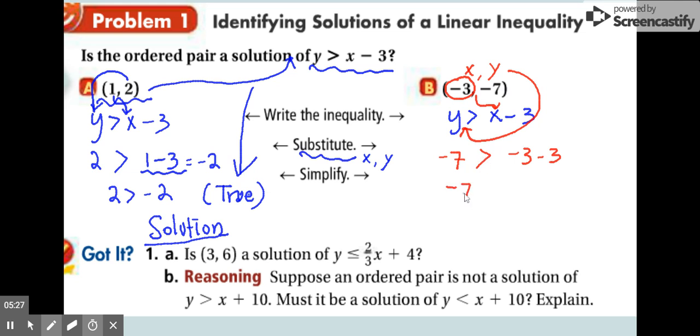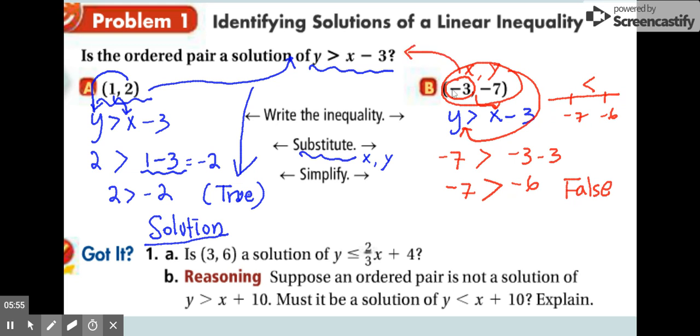So -7, and what's -3 and -3? -6. Is -7 greater than -6? It's not. It should be on the right side of -6, but -7 is on the left side. So -7 is less than -6. So it is false, which means this ordered pair doesn't make this inequality true. So it's not a solution.